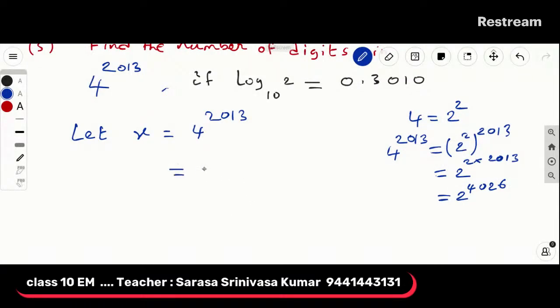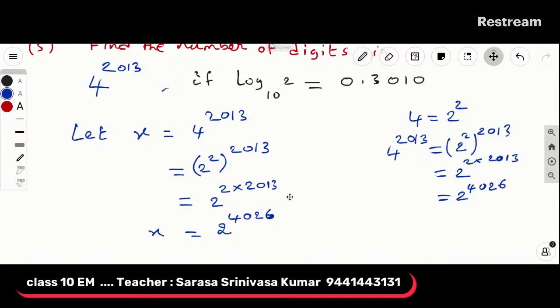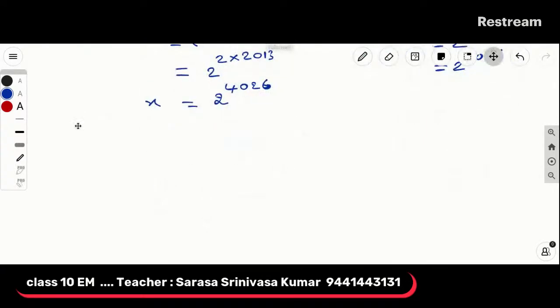So this is equal to 2 to the power of 2 whole to the power of 2013, which is equal to 2 to the power of 2 multiplied by 2013, equal to 2 to the power of 4026. So we have x equal to 2 to the power of 4026. Taking logarithm on both sides.